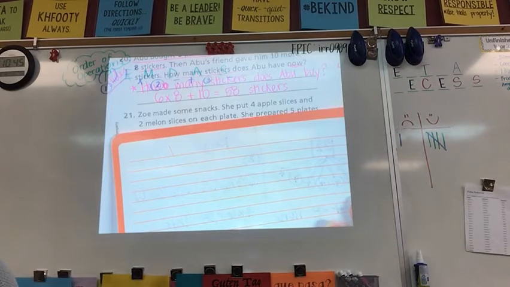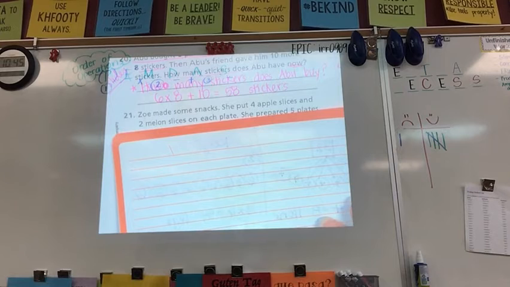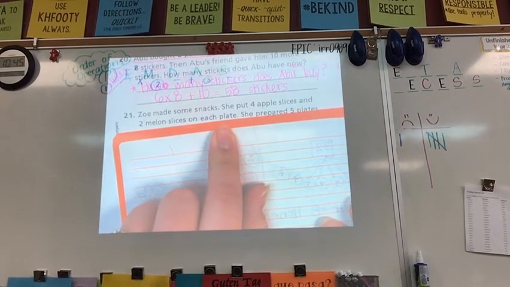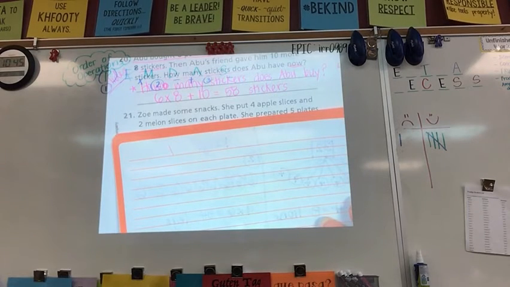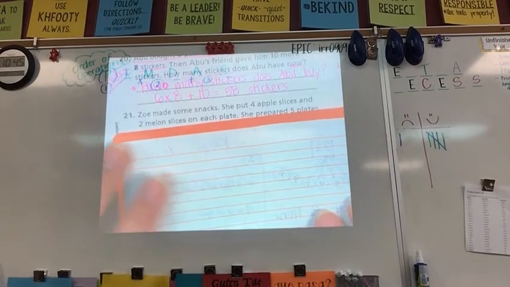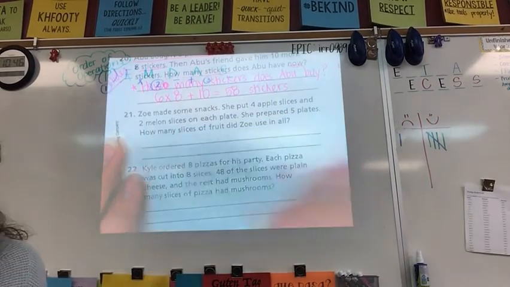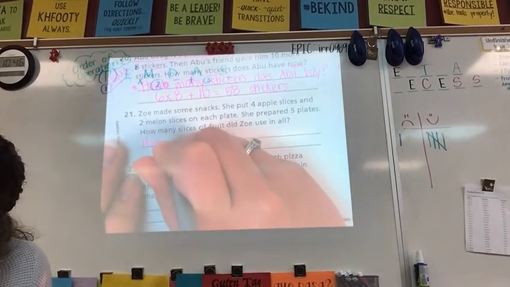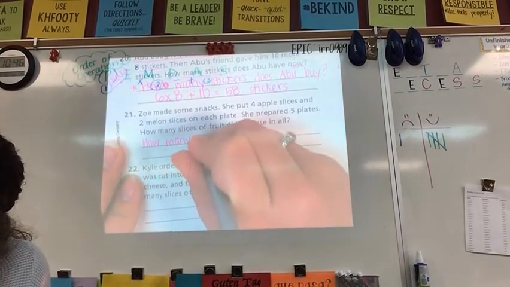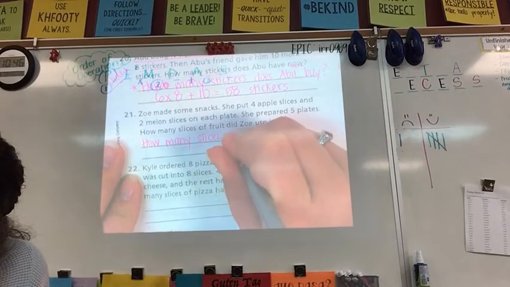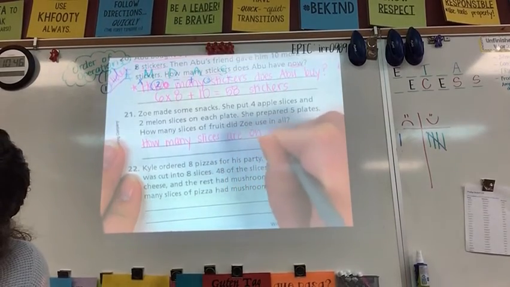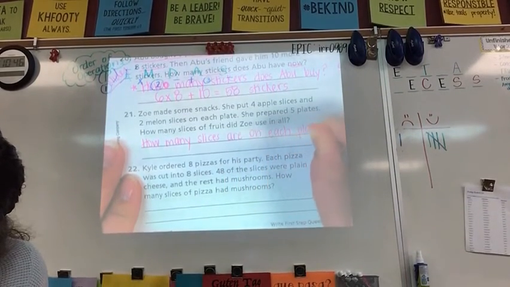What might you ask? Savannah. How many snacks are on each plate? Or maybe say, how many slices of fruit are on each plate? How many slices are on each plate? That's going to be our question, okay? I'm going to say slices. How many slices are on each plate? Now here's where you guys get to start writing.